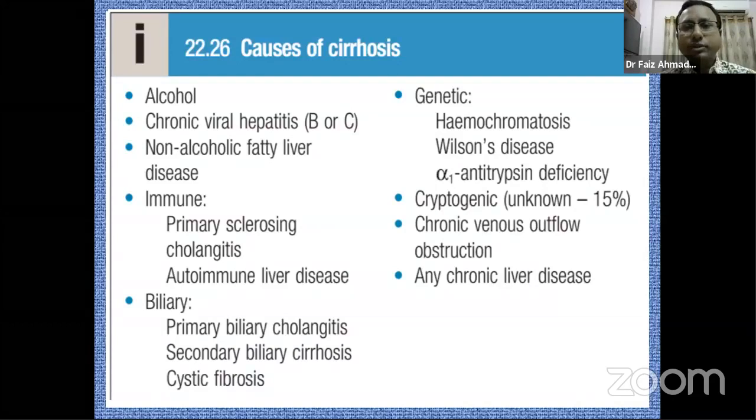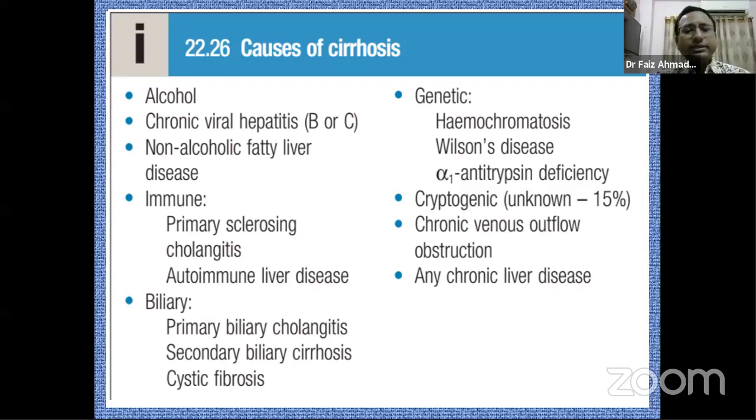Now, what are the causes of cirrhosis of liver? Multiple causes have been mentioned: any form of chronic hepatitis can lead to cirrhosis. So the etiologies which can cause chronic hepatitis are ultimately the etiologies of cirrhosis also. In this slide, you can see the first cause, alcohol, which is the predominant cause of cirrhosis in Western countries.